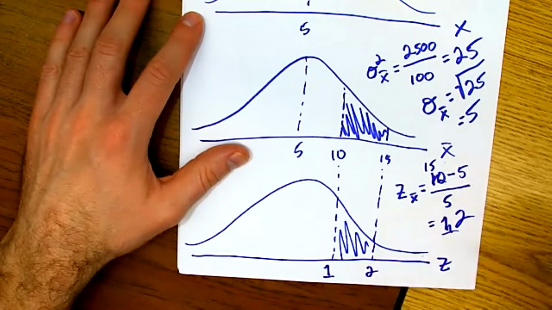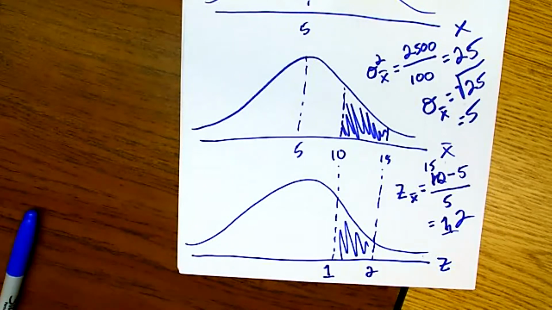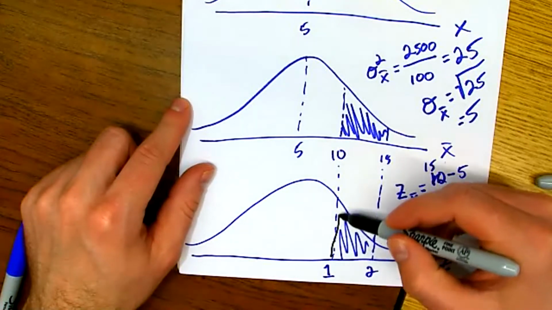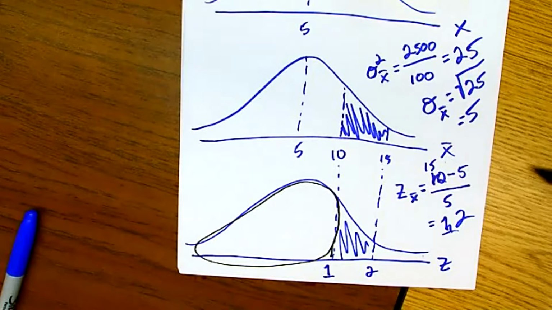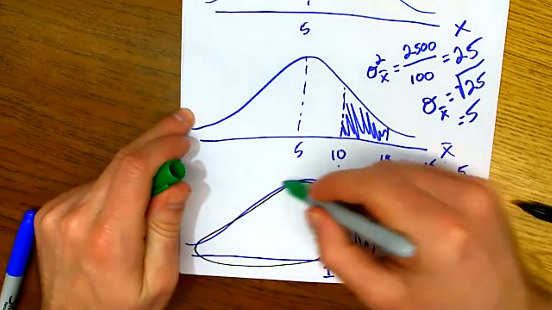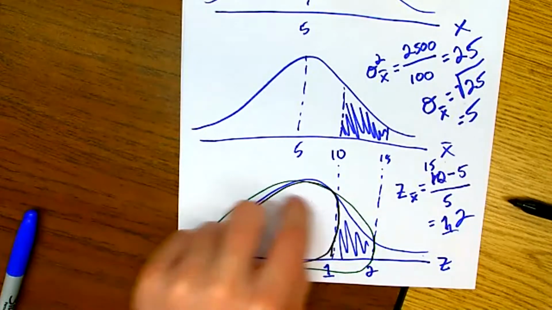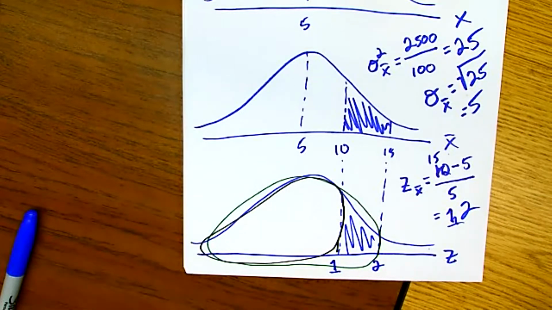All right. And once we get to this stage, it's the exact same thing that we were doing before. I can look up that z-score of 1. It's going to give me this area. I can look up that z-score of 2. It's going to give me this area. If I subtract that smaller area from the larger one, I'm left with just what's in between those two values.